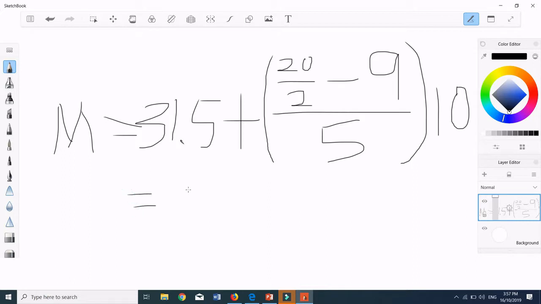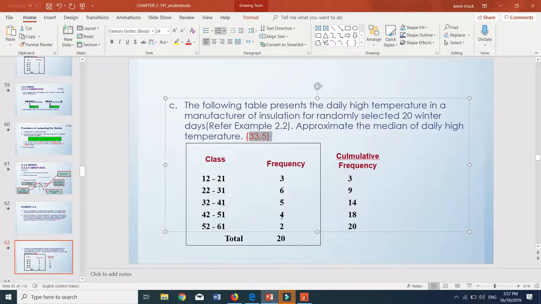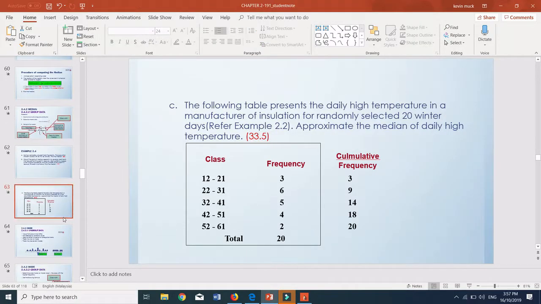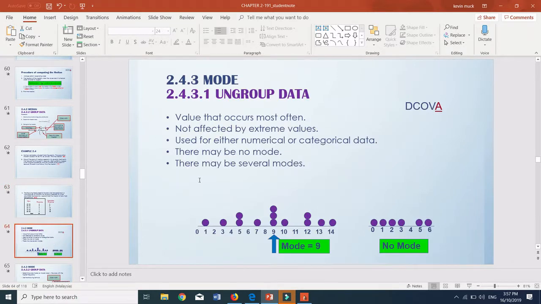So from this number, you would get the median. First of all, 20 divided by 2, you will get 10, you minus 9, and then you divide by 5, and you times with 10, and then you plus 31.5. So the number that you got is 33.5. This is your median. It's pretty easy, huh? So next we'll move to the mode.